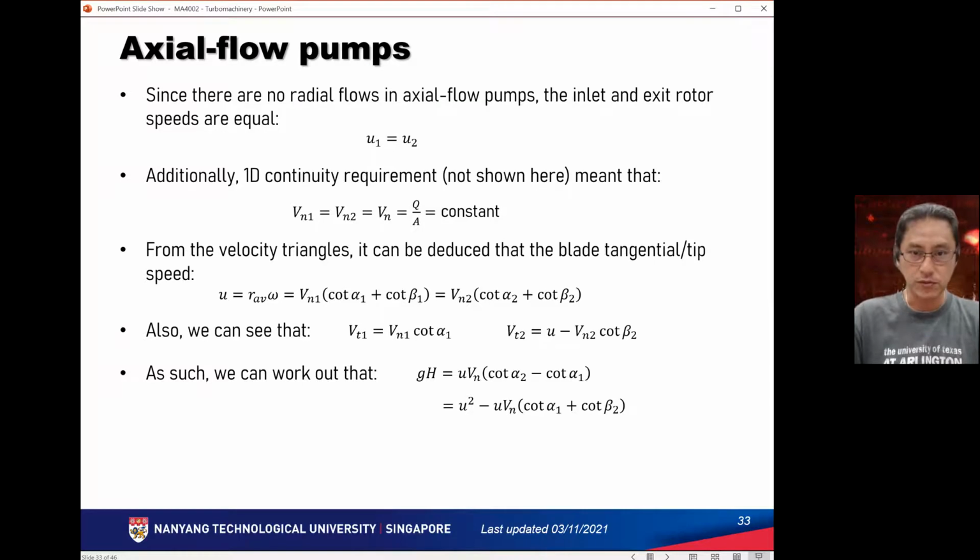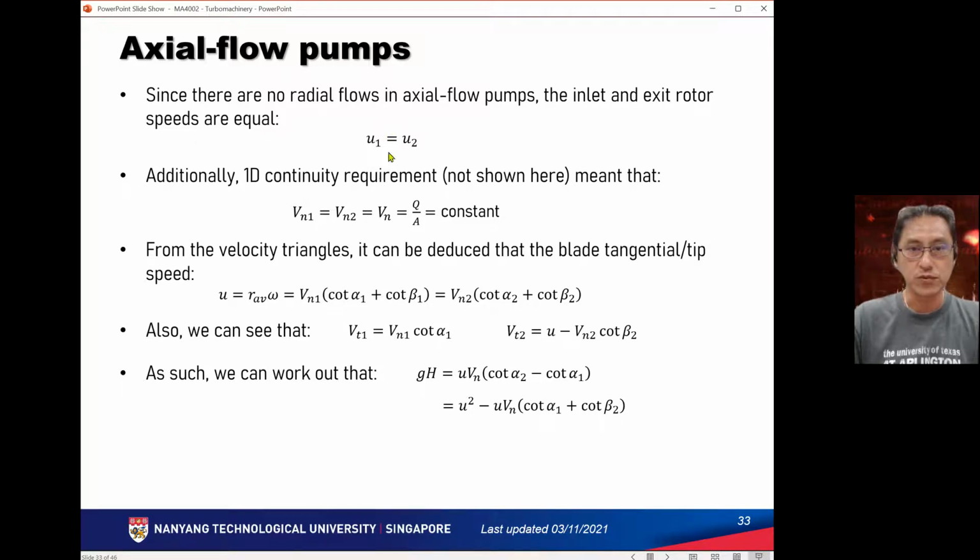centrifugal pumps earlier on. So some of the equations can be used here, but subjected to certain changes, because ultimately we're still looking at a slightly different type of pump. All right, so let's take a look at some of the differences. Now, there are no radial flows in the axial flow pumps, clearly, because they wouldn't be called axial flow pumps. So in that case, the inlet and the exit rotor speeds are actually similar.